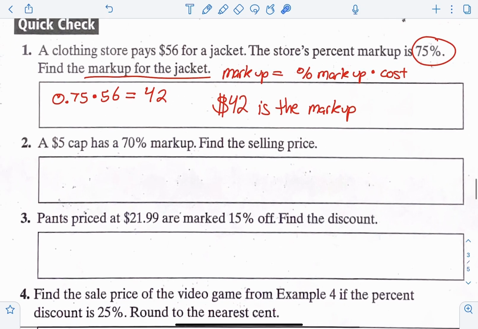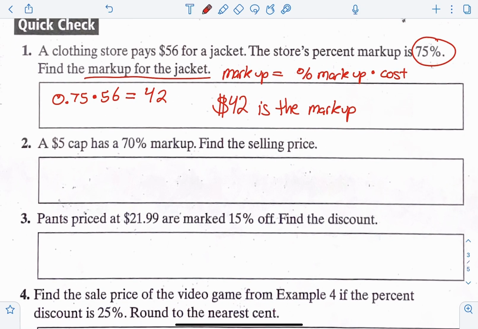All right, the next one says a $5 cap has a 70% markup. Find the selling price. So this is number 2 from the front page where we were finding the selling price. So we're doing 2 steps. You got to find the markup, then you got to add it to the store's cost to find the selling price. So go ahead and pause your video and try number 2, and then we'll come back together to correct it.